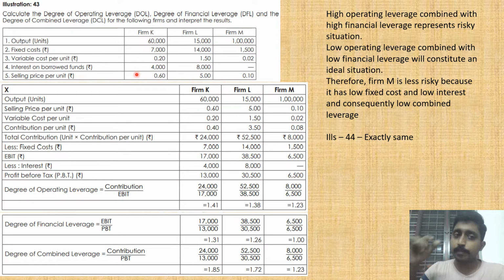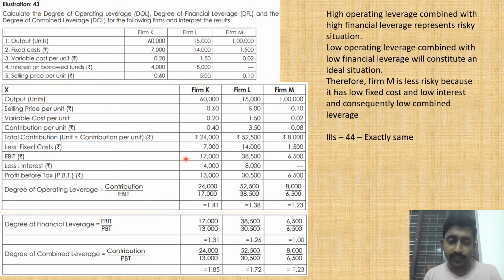So selling price per unit multiplied by the output units will give you the sales. For all the three firms you can calculate the sales, minus the variable cost per unit multiplied by the output units. You can get the total variable cost. Sales minus variable cost is going to give you the contribution, and we can find the total contribution, and total contribution minus the fixed cost, which is also given, you can find the EBIT. So you have the EBIT, and contribution divided by EBIT is going to be the degree of operating leverage. So degree of operating leverage can be calculated.